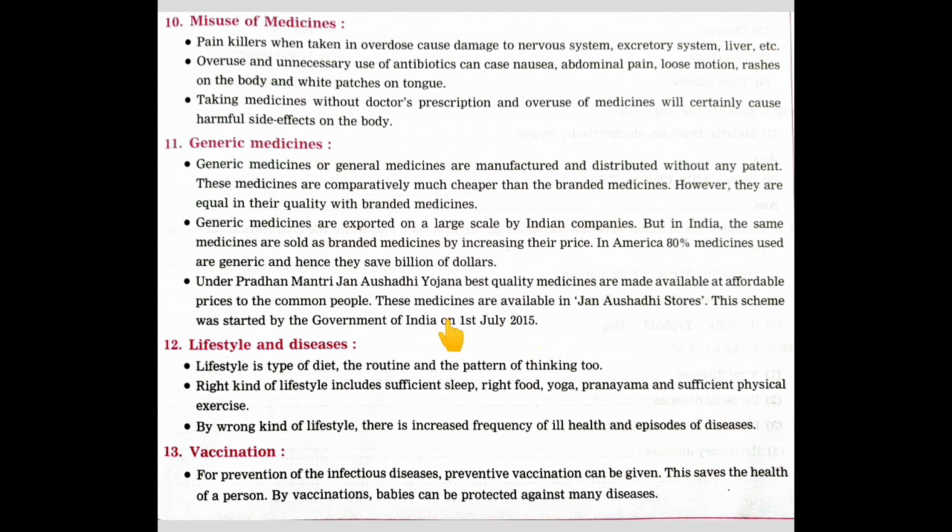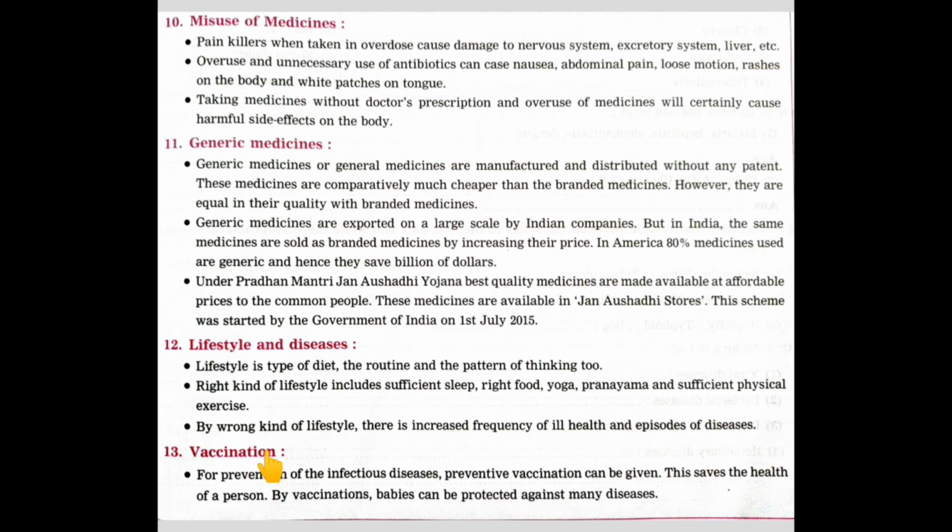And let's see what are lifestyle and diseases. Lifestyle is the type of diet, the routine and the pattern of thinking too. The right kind of lifestyle includes sufficient sleep, sleeping early and rising early, right food, yoga, pranayam and sufficient physical exercise. By a wrong kind of lifestyle there is increased frequency of ill health and episodes of diseases.